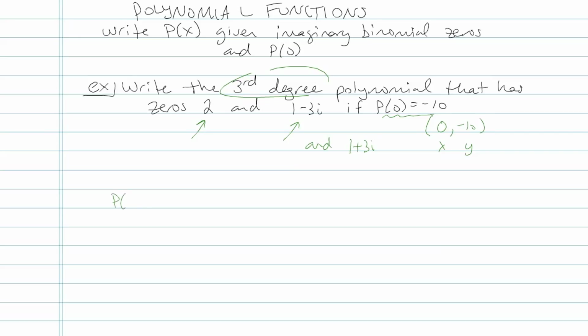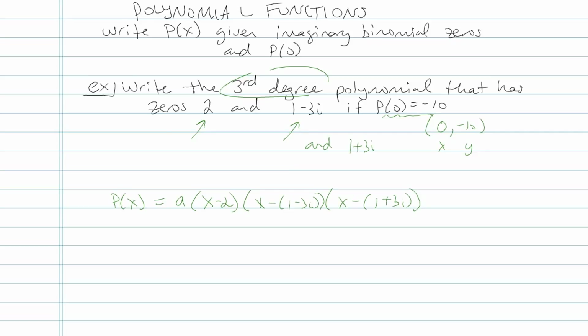Let's go ahead and start writing our polynomial. If I have a zero of 2, that shows up as a factor of x minus 2. Then if I have a zero of 1 minus 3i, it's going to look like x minus 1 minus 3i. Then I have x minus 1 plus 3i, that's the complex conjugate. And then to deal with that y-intercept info, I'm going to put a in there as my leading coefficient. I'll leave that for now and deal with it later.